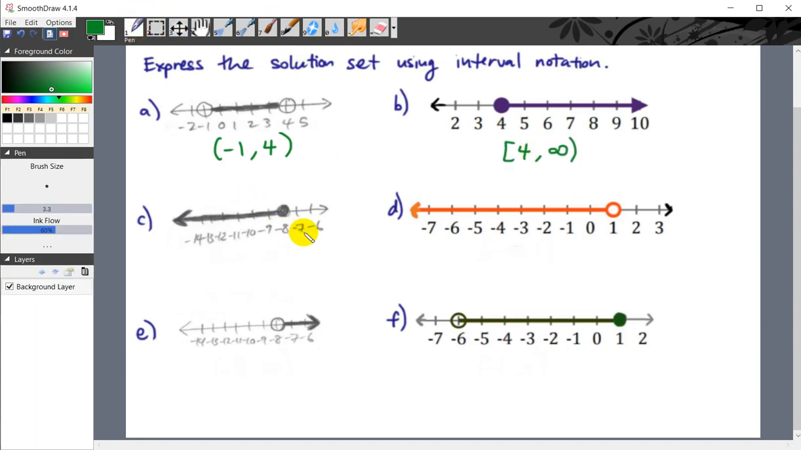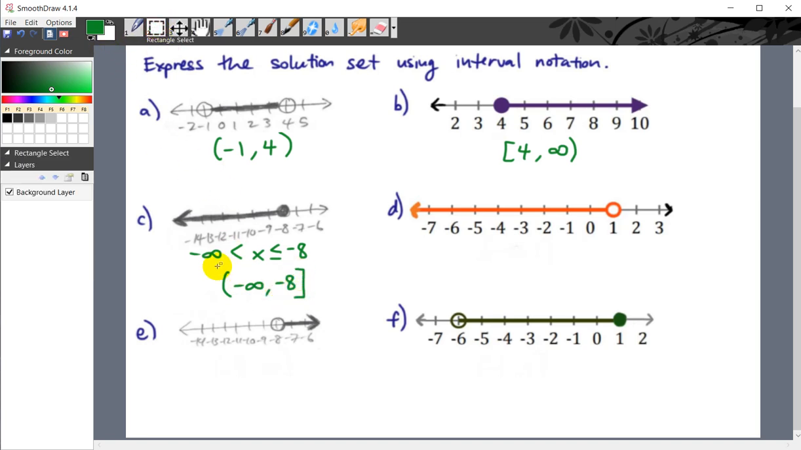Okay, letter C. This one, what I see here, x has to be less than or equal to -8. As you can see, the arrow indicates that we're going this way. In this case, we're going to go off to negative infinity, right? So it's just going forever that way. So one way we can represent this is we have a parenthesis, negative infinity, and we have a square bracket at -8. Okay, so that's generally how that one would work.